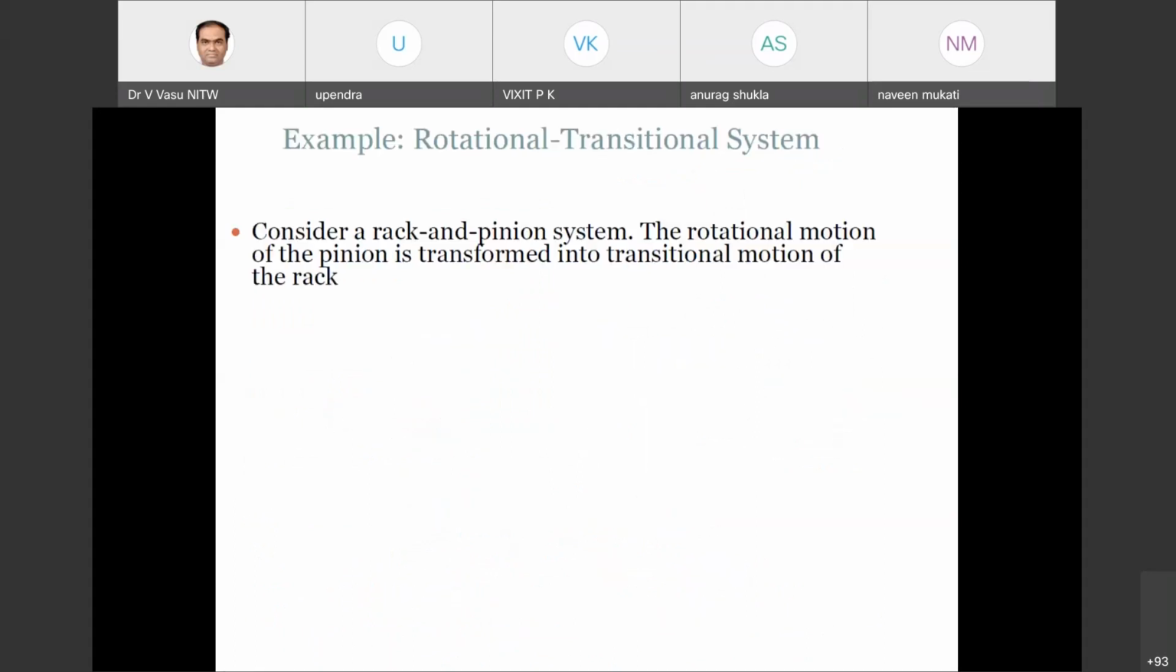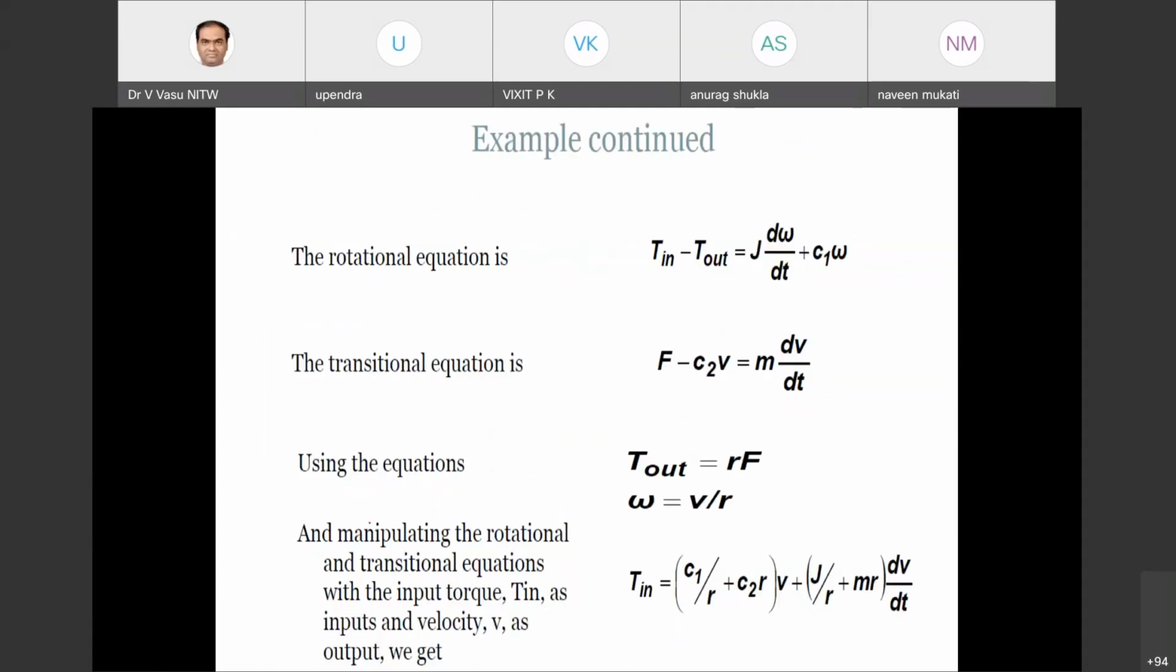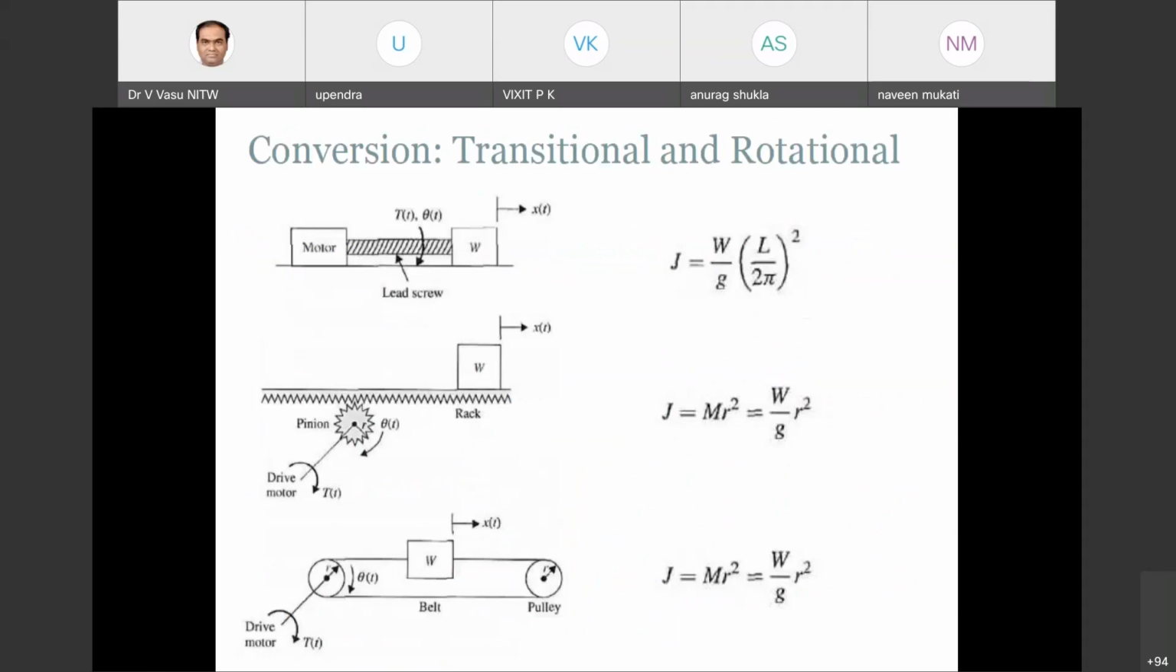Okay, so similarly we can have rotational-translation systems also, like your rack and pinion systems, where we have both rotation and translation. That differential equation you can generate by using this particular formula. Okay, so these are some of the important things which you have to remember in the translation and rotation systems.